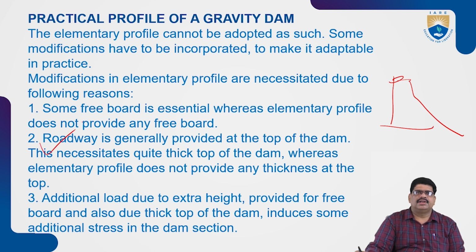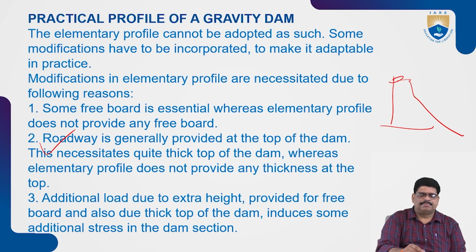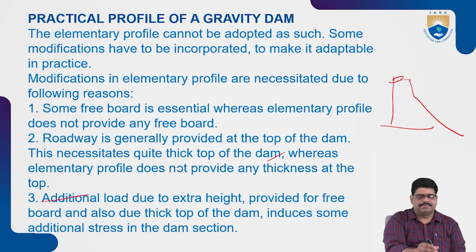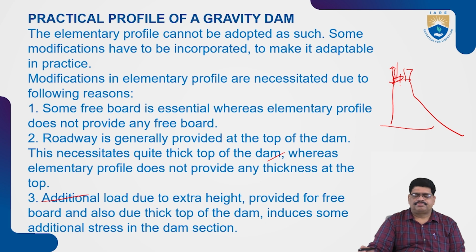Second point is very important. The roadway is provided at the top of the dam, so there must be necessity for the top of the dam, whereas the elementary profile does not provide any top. This is the main disadvantage, the difference between the elementary profile and the practical profile. And see that one, the road width can be compulsorily provided, the portion allowed in the dam.